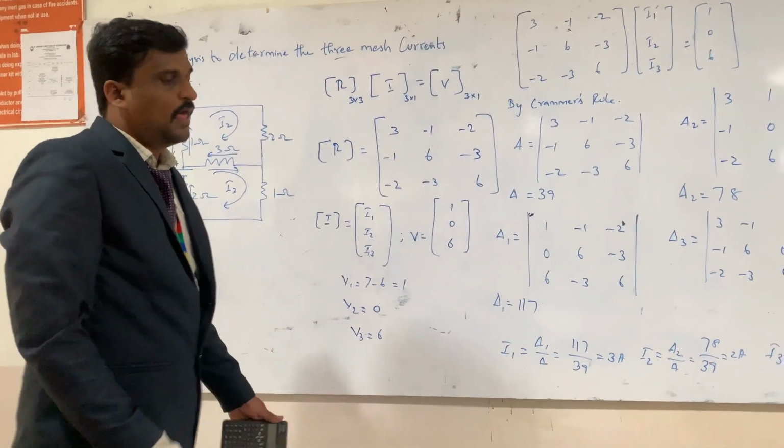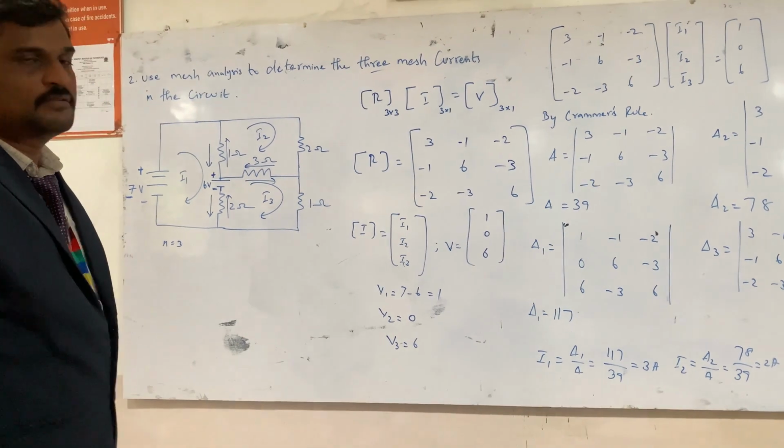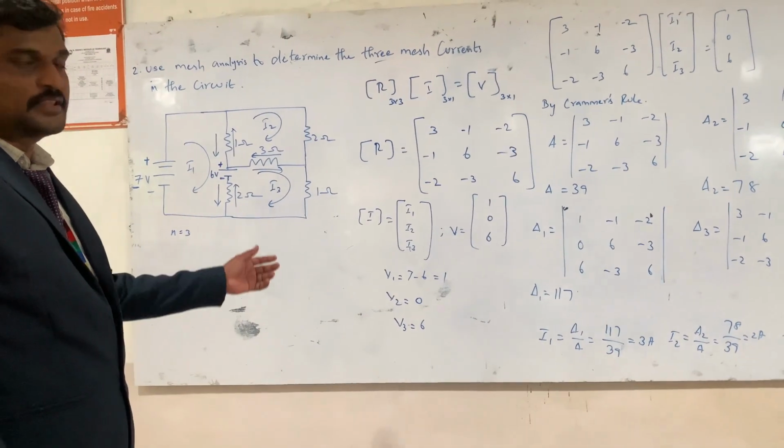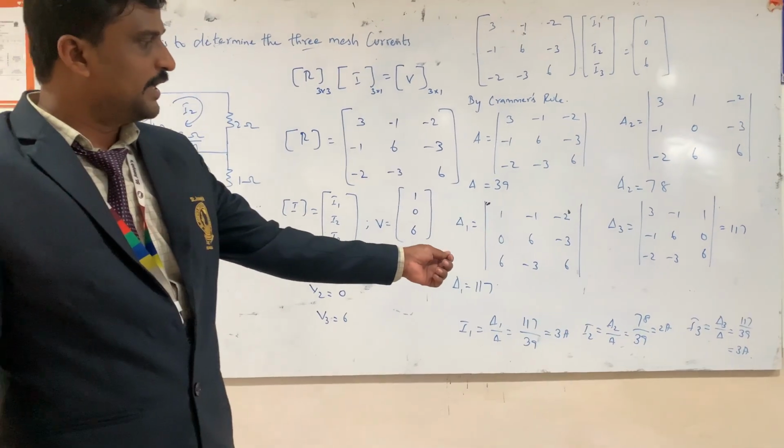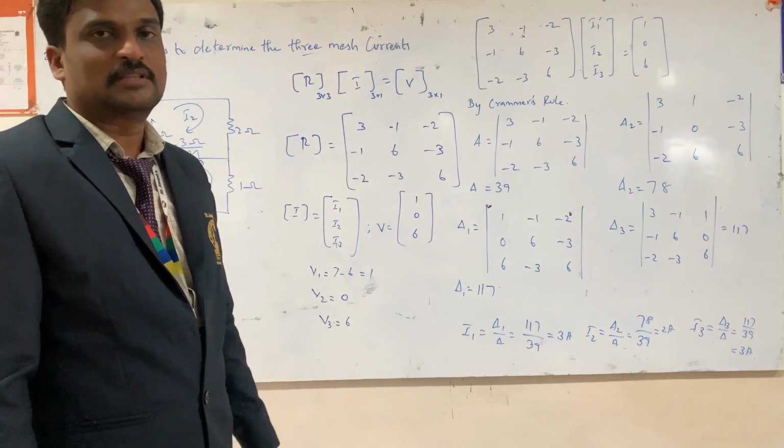So using inspection method, we have found the value for three currents in the loops. 3 ampere for I1, I2 equal to 2 ampere, and I3 equal to 3 ampere.